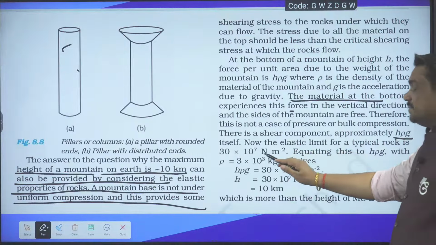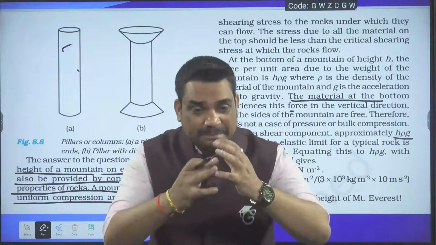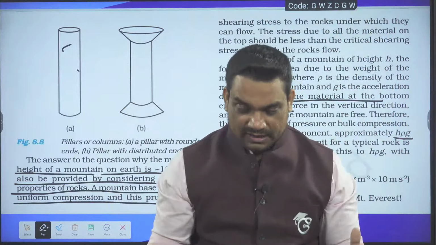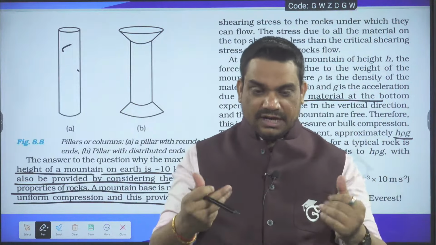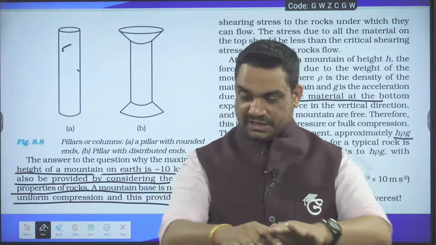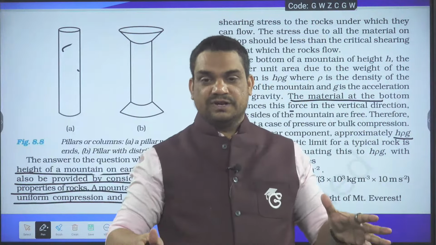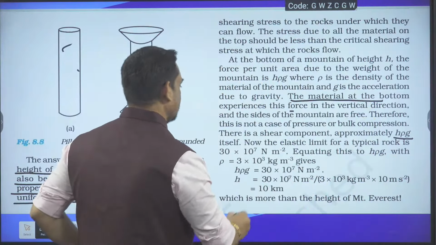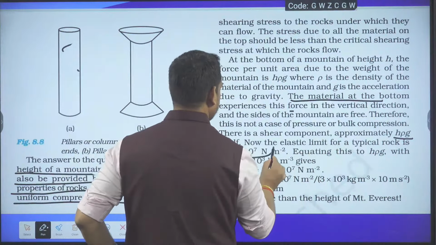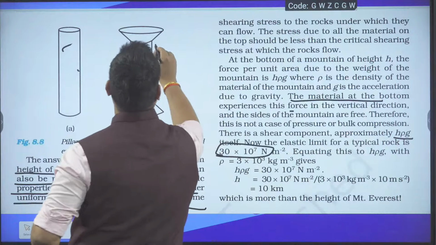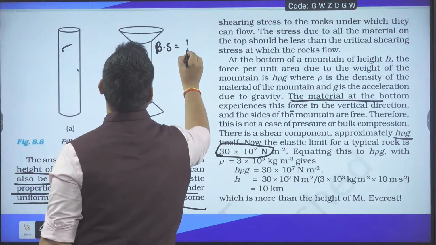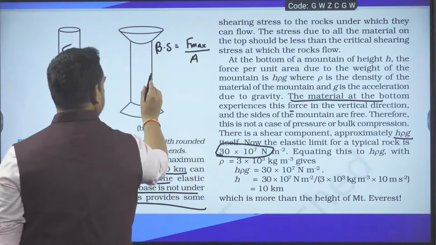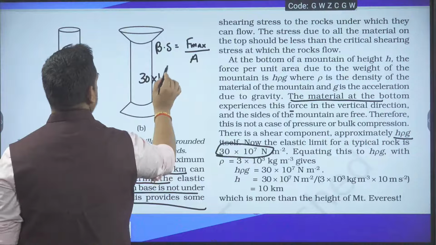Now, elastic limit is given. Elastic limit means more than this, it will break. Sometimes you have seen also that when you are collecting something, either sand or something like this, then the base will always become bigger. And sometimes when you keep on increasing, the base will burst also. So they are saying the elastic limit for the typical rock is 30 into 10 power 7. The elastic limit means breaking strength. So breaking strength is always equal to F max divided by A. Breaking strength is given here 30 into 10 power 7.